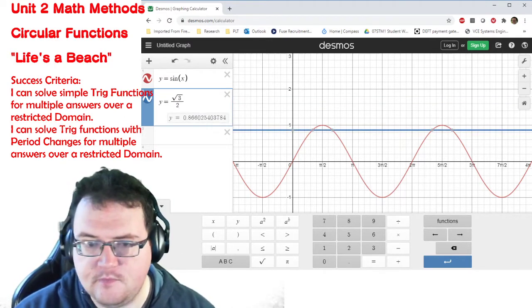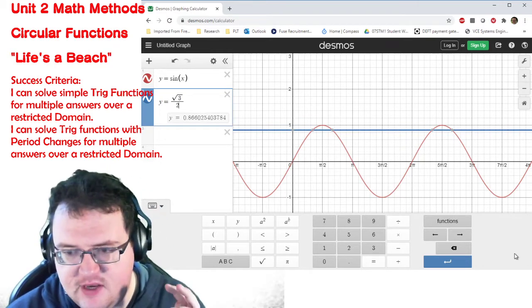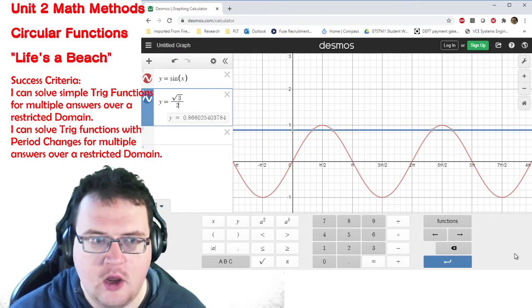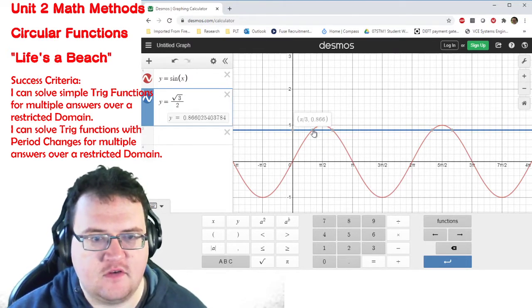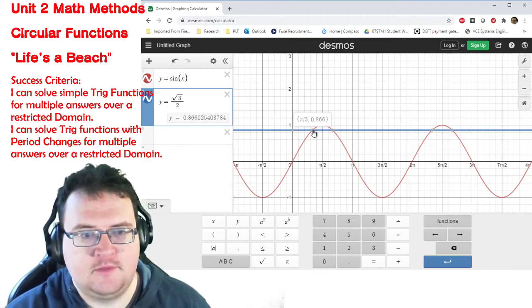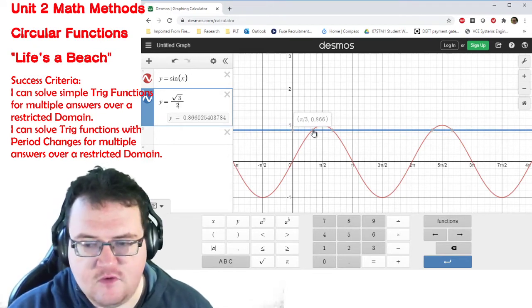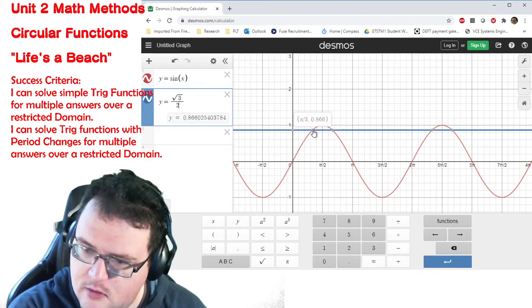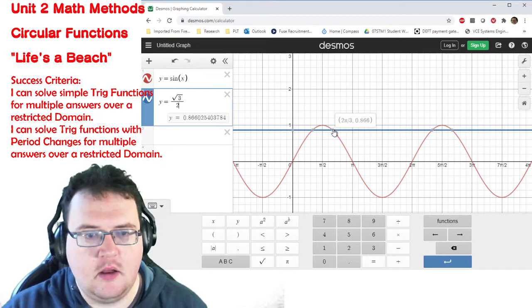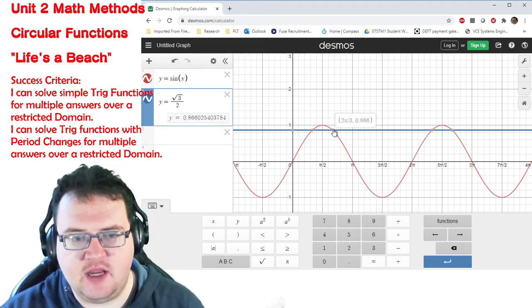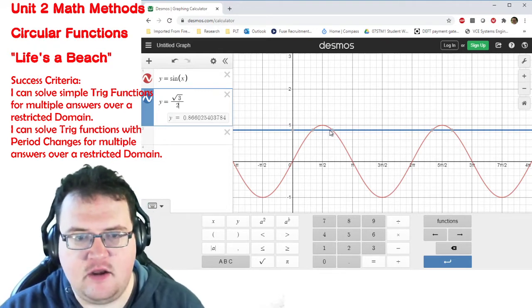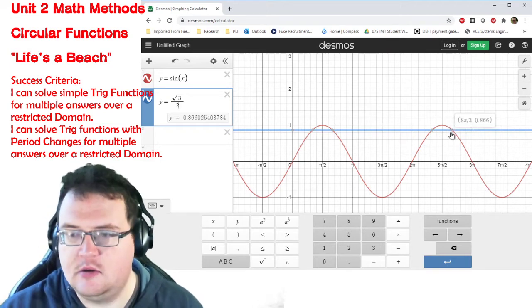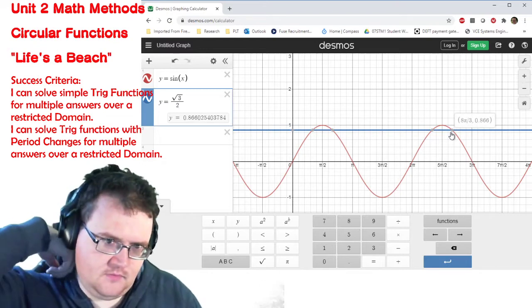Root 3 on 2. Again, we're trying to stick to numbers that we know the exact answers to with regards to our functions. So there you go. Pi on 3. So it's pi on 3 from 0, but it's also pi on 3 from pi, but just in the opposite direction. And then we simply add 2 pi to both answers to get to where we need to go.